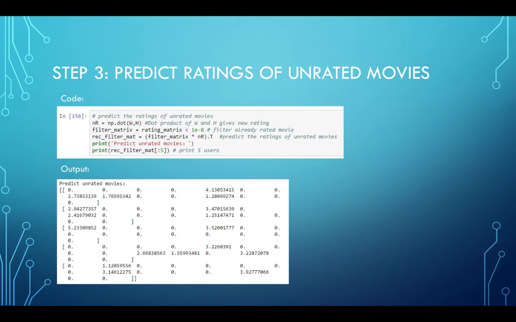The next step is predicting the ratings of unrated movies. In order to predict the ratings, the dot function is used, and it gives us the dot product of movie latent features and user latent features. After dropping the ratings of movies that the user has already rated, we get the predicted ratings of unrated movies. Here is the output. It's the predicted ratings of unrated movies for 5 users.